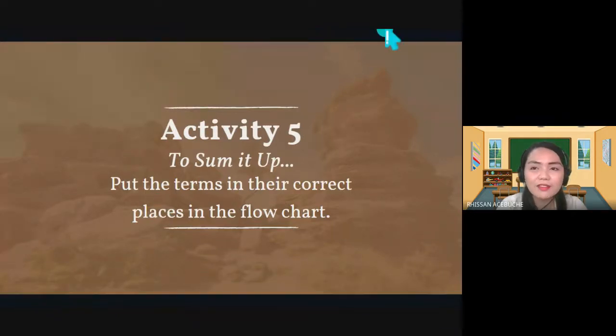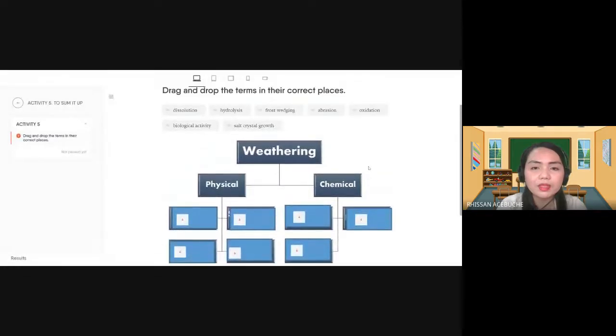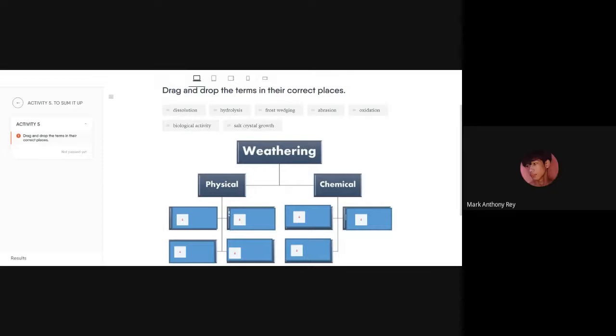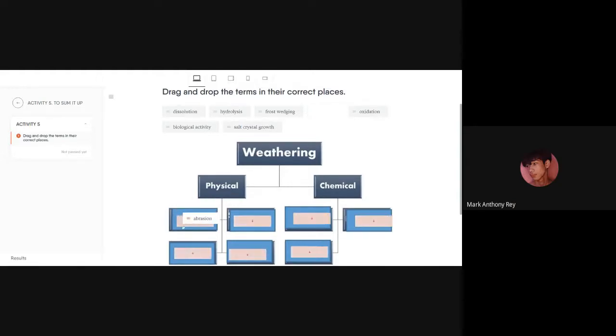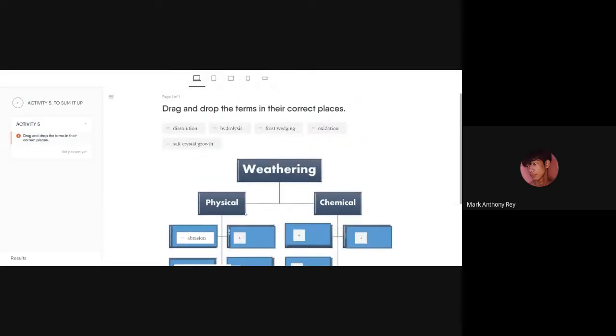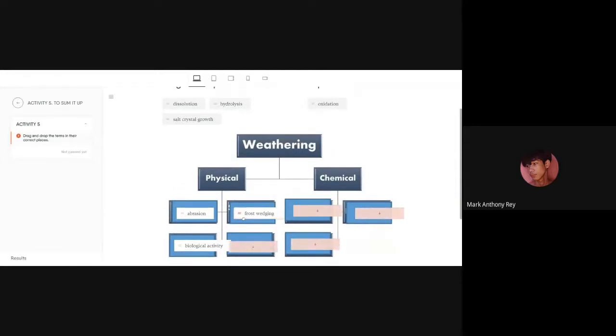So we have here a flow chart. So all we have to do is to drag and drop the terms in their correct places, right? So who would like to try for the physical? Yes. Let me see. Yes, Ray, Mark Anthony. Hello. Can you hear me, ma'am? Yes, yes. For physical, first is abrasion. Second is biological activity. Third is frost wedging. And then the last one is salt crystal growth.